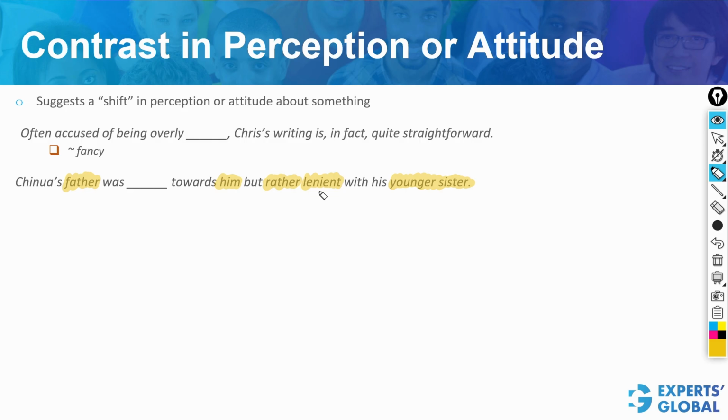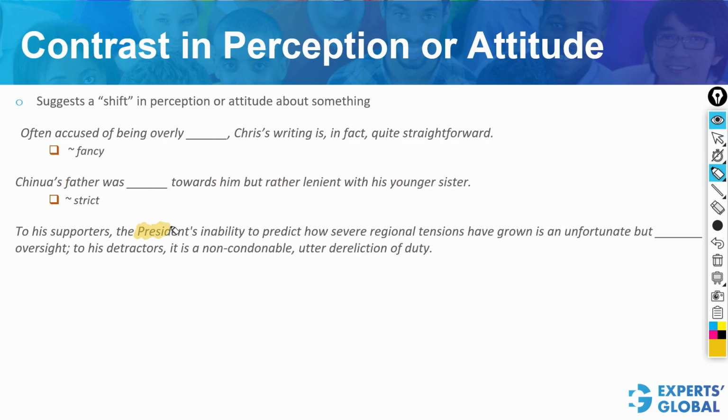So our broad expectation from the correct answer choice needs to be something on the lines of strict. Let's take one more example. The president's inability to predict something is two things. It is an unfortunate but minor oversight to his supporters, but to his detractors, it is something very, very serious.